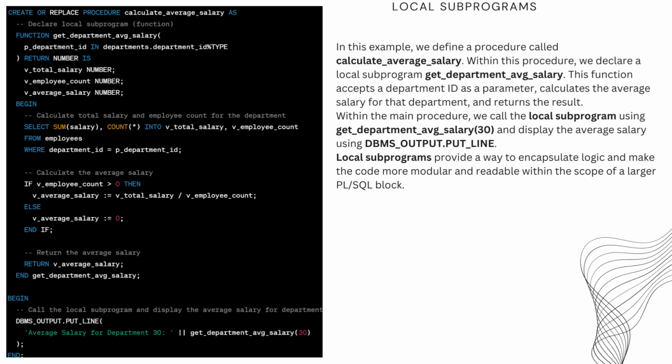In this example, we define a procedure called calculate_average_salary. Within this procedure, we declare a local subprogram get_department_average_salary. This function accepts a department ID as a parameter, calculates the average salary for that department, and returns the result. Within the main procedure, we call the local subprogram using get_department_average_salary, 30, and display the average salary using dbms_output.put_line. Local subprograms provide a way to encapsulate logic and make the code more modular and readable within the scope of a larger PL SQL block.